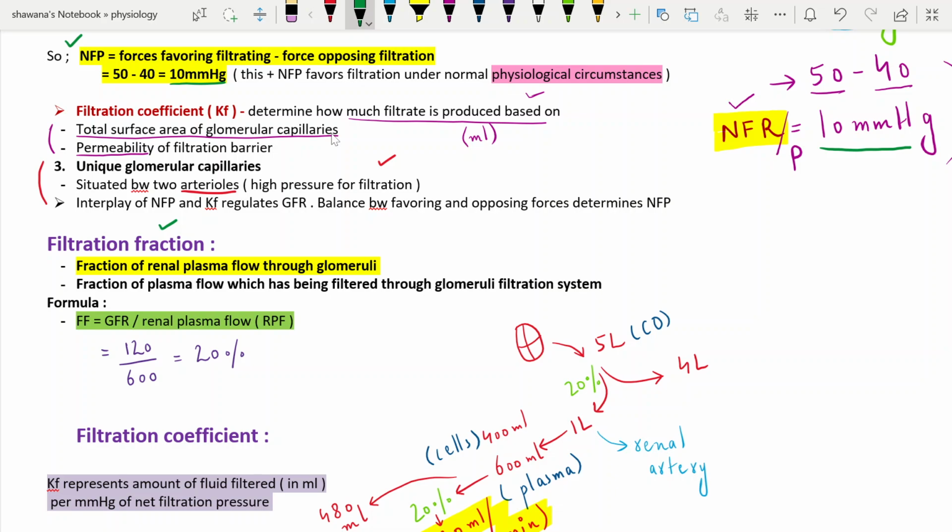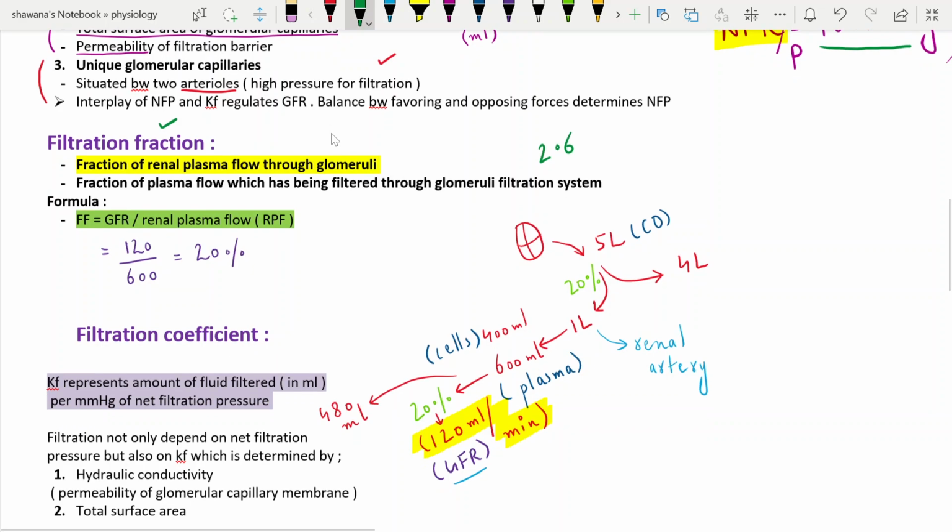filtered through the glomeruli. In all of the glomeruli of the kidney, approximately 2.6 million nephrons are present and 2.6 million glomeruli are also present. So this is the filtration fraction, which is the fraction of the renal plasma flow through the glomeruli. Let's discuss how much the filtration fraction is, and how we can determine it.